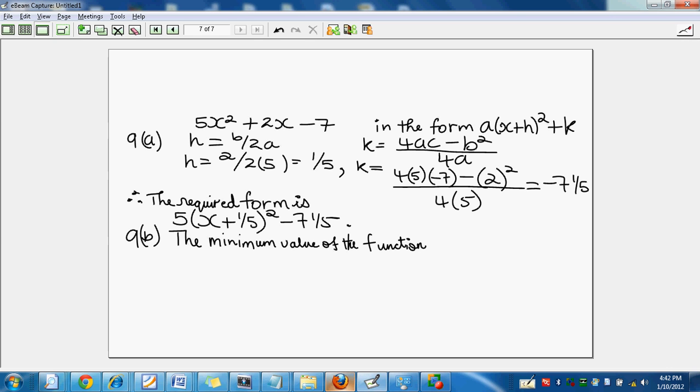You write the minimum value of the function occurs when, and the minimum or maximum value of the function always occurs when this part here in brackets is equal to 0. So that's what we will write. The minimum value of the function occurs when x plus 1 over 5, that part there, is equal to 0. It always happens when that is the case.